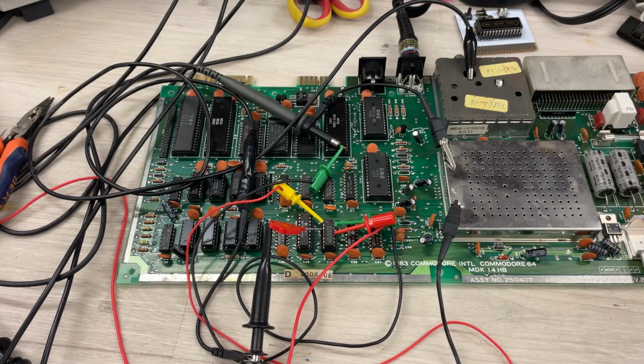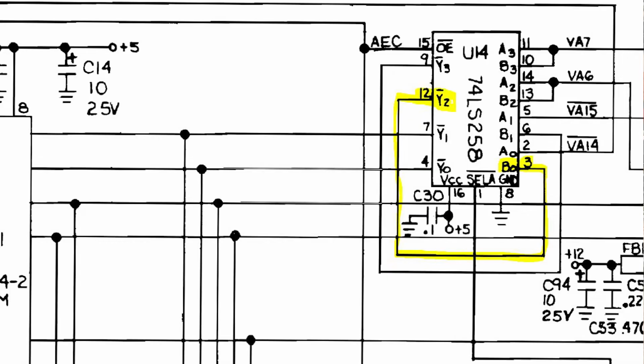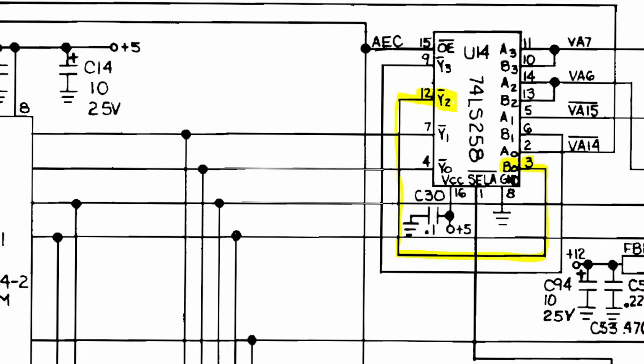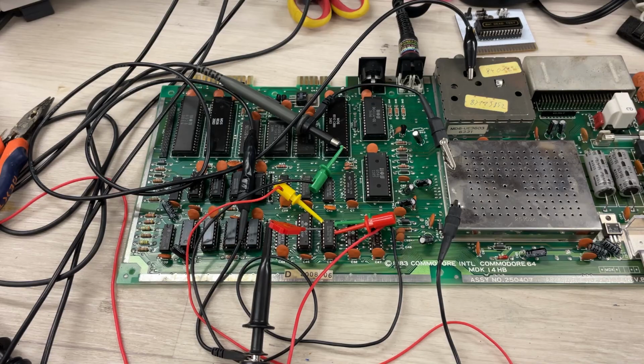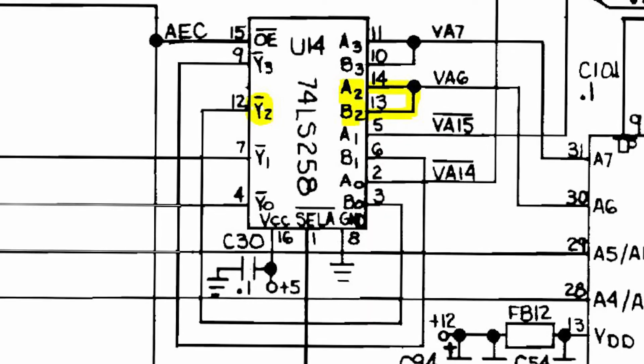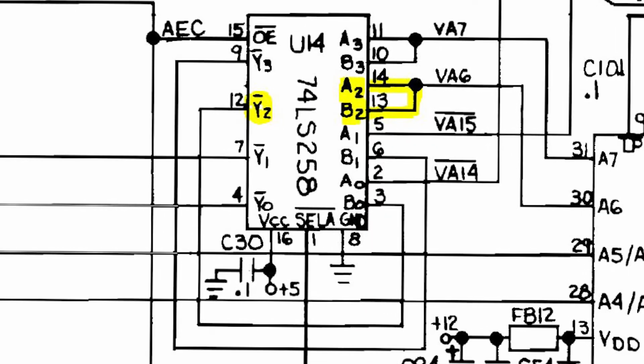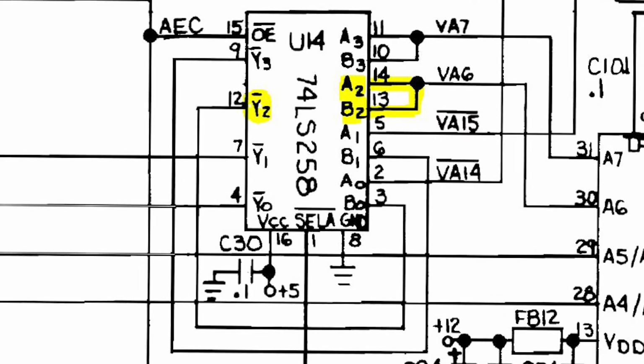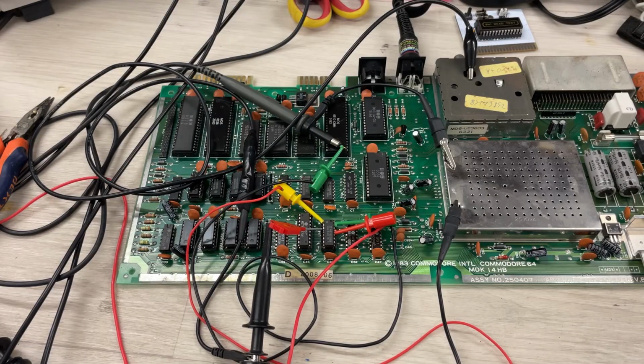Now, before I put away this working C64, let me check pin number 12, which is linked to pin number 3 anyways, which is getting its inputs from pins 13 and 14, A2 and B2, which are linked together. So it doesn't really matter whether the select line is high or low, the input is going to be exactly the same. Let me show you what I see on the oscilloscope.